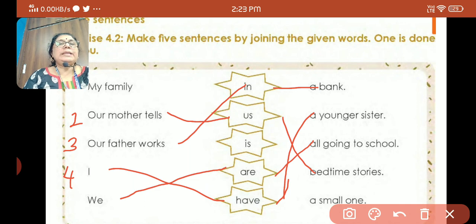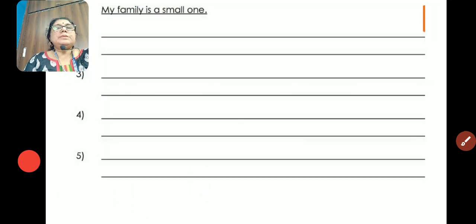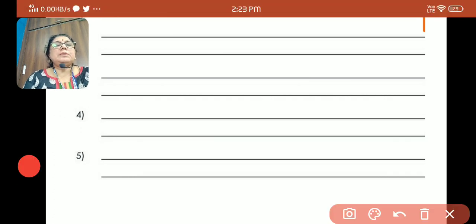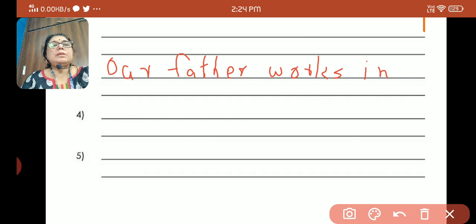And I want you all to write these sentences as I have matched them in your workbook. The space is given below, no, over there. See here, the second one will be coming here. Third one is what? Our father works in a bank.